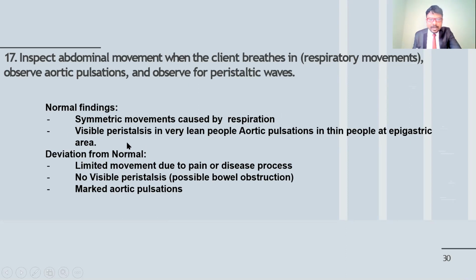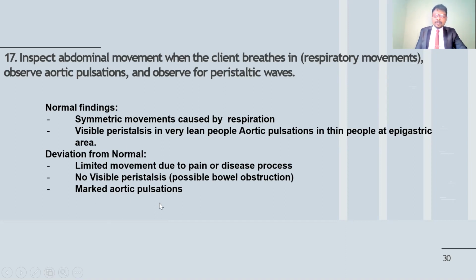But in case of abnormal findings, there is limited movement due to pain or decreased respiratory movement. Normally the movements are symmetrical, right side and left side. If anybody has distension in the liver because of liver cirrhosis or liver enlargement, the movement will be different on the right and left, so we can understand the right side has the problem. No visible peristalsis, meaning no proper movement, may be because of bowel obstruction. And also marked aortic pulsations may occur.